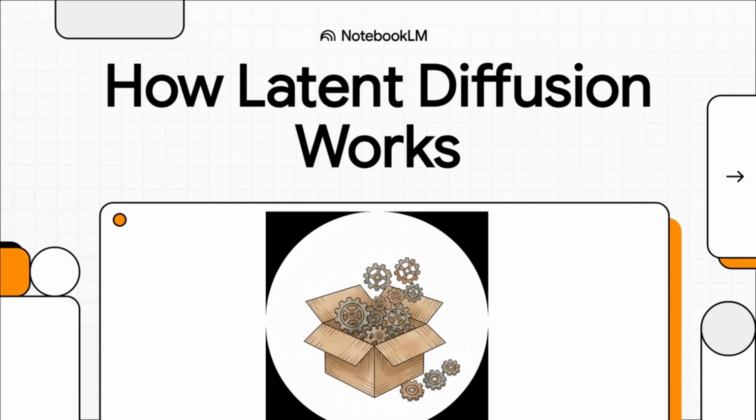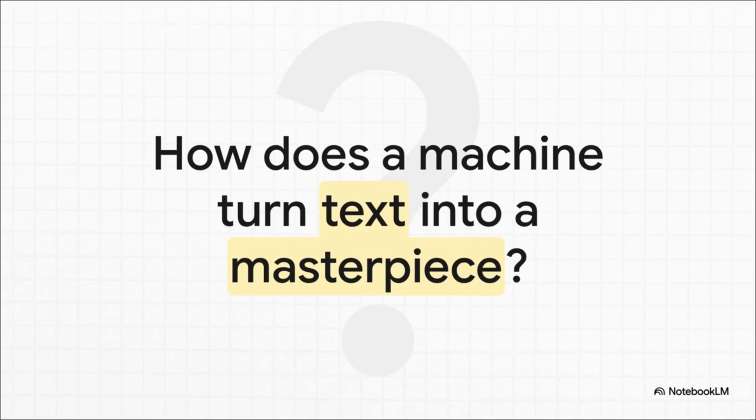Well, today we're taking a factory tour of the AI. We're going to literally unbox Latent Diffusion to see exactly how these brilliant systems actually work. Because really, how does a machine turn plain text into a visual masterpiece? To most of us, this whole process is just a complete black box, right? You put words in, you get art out. But beneath that sleek surface, there's actually a fascinating structured assembly line of math and physics. Okay, let's dive right into this.